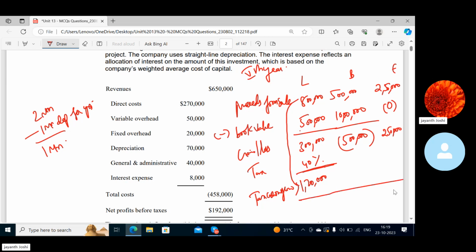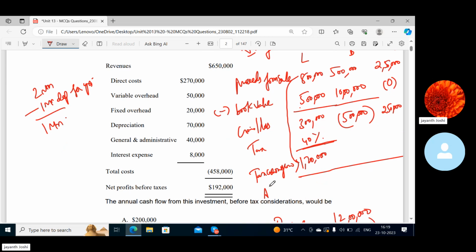Here itself I'll write after tax cash flow from disposal. So 8 lakhs minus 120 is 6 lakh 80, right? Yes.